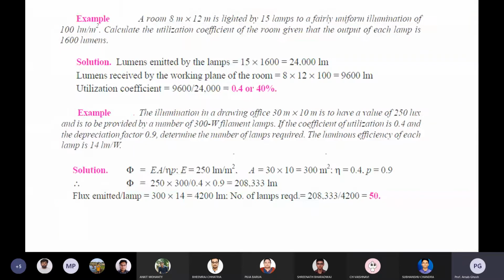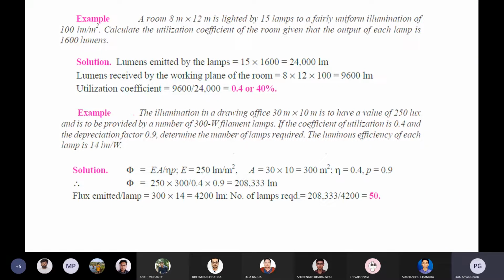Basically, what is the basic concern of the questions? You have to calculate the number of lamps. Or suppose the number of lamps is given, then you have to calculate the area you can properly illuminate by using all those lamps. There are 2-3 patterns, nothing more, and they are simple types of questions. You should practice well at home.